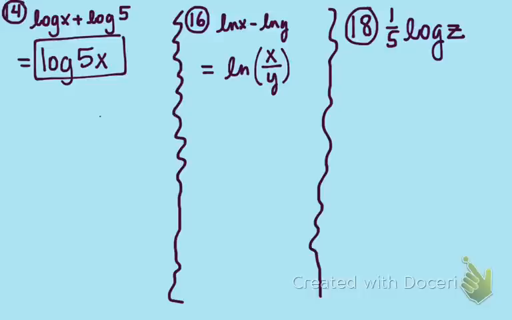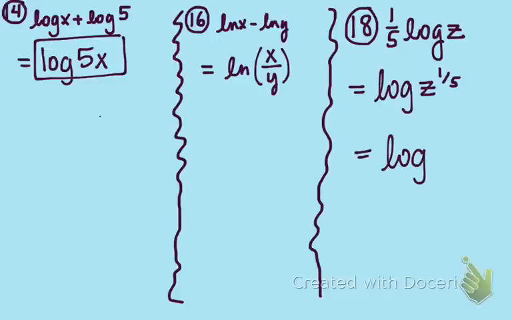And this probably already looks simplified, but remember, what does a coefficient have to do with log properties? Well, we can rewrite it without a coefficient as z to the 1/5, and z to the 1/5 is generally better written as the 5th root of z. And that is number 18.